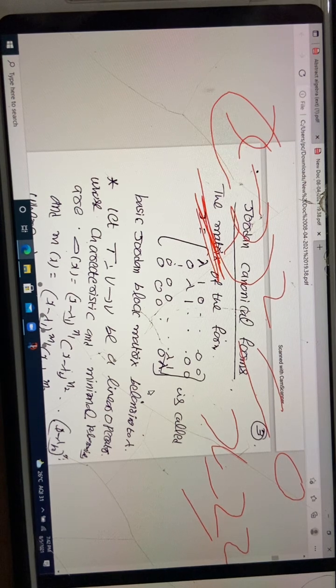So if it is repeating 2 times, you will get a 2 by 2 block. If it is repeating 3 times, you will get a 3 by 3 block. How many times it is repeating, you will get that order block. So the order of the block depends on how many times the eigenvalue is repeating. How many times an eigenvalue is repeating is called algebraic multiplicity.